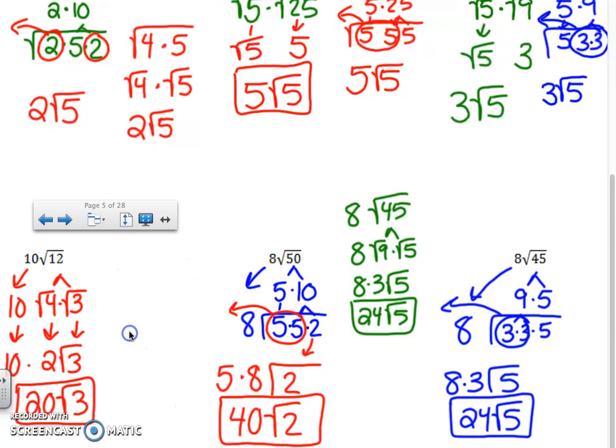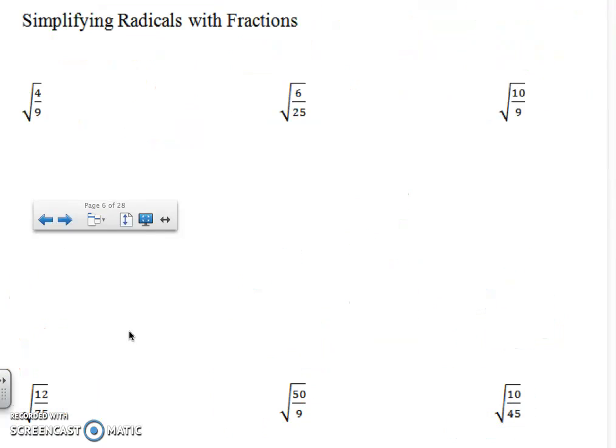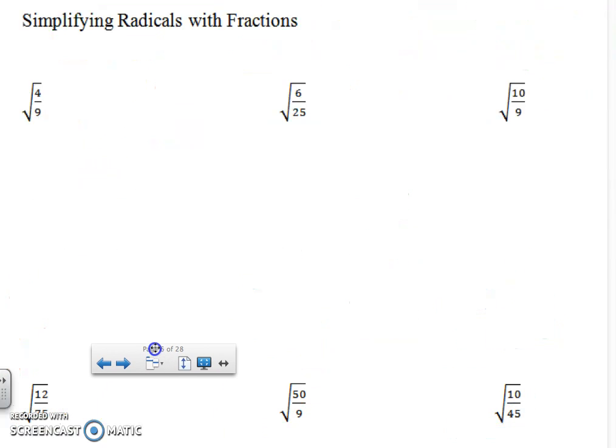Okay? So let's take a look at some fractions. Okay? Fractions are easy when you have perfect squares.